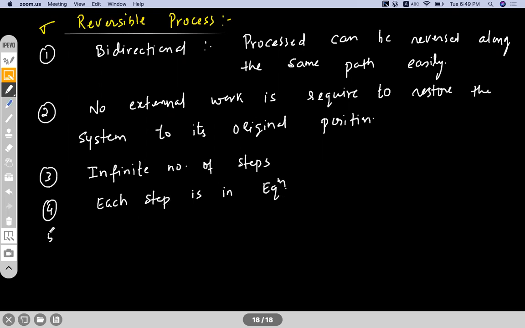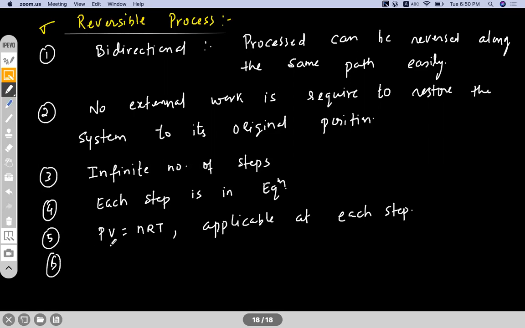The ideal gas law, that is PV equals nRT, is applicable at each step. It is an imaginary process. Practically, this doesn't happen. It is an imaginary process, a hypothetical one.